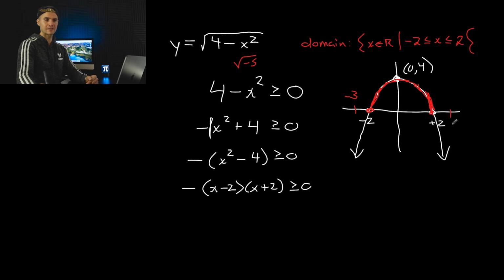Or if I try to plug in like +4, something outside of this domain. 4 squared is 16. 4 minus 16 is -12. Can't square root a negative, right?